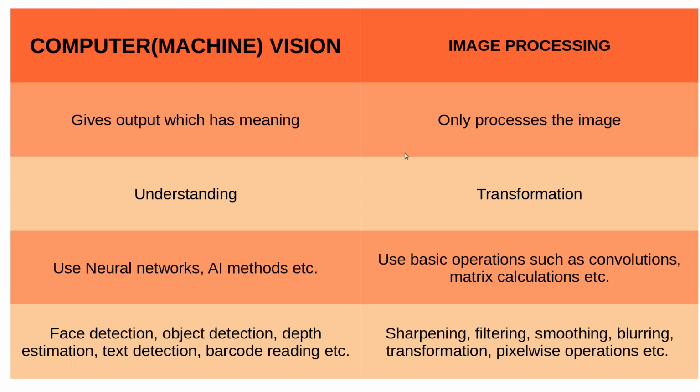Everyone, welcome back. Today we are going to talk about computer or machine vision and image processing. These are two concepts that can be confused with each other, so we are going to see the difference between computer vision and image processing today. Let's start with computer vision.